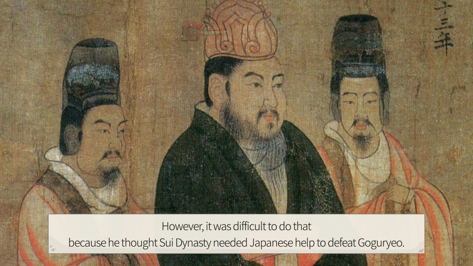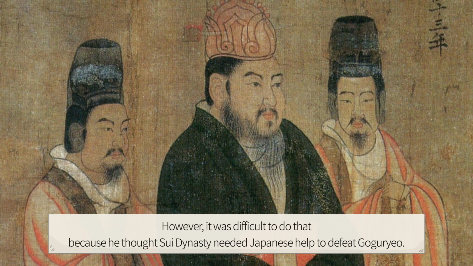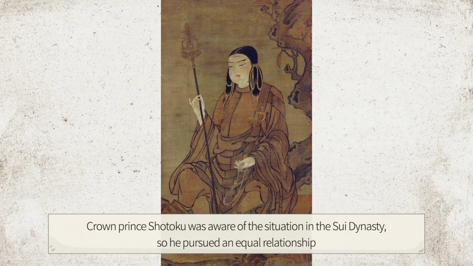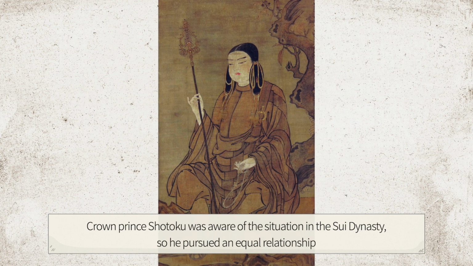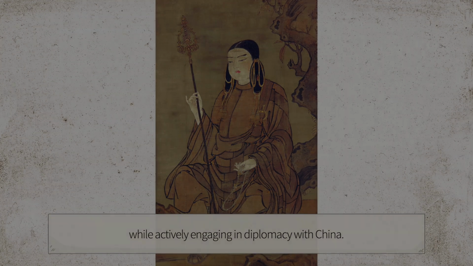However, it was difficult to do that because he thought Sui dynasty needed Japanese help to defeat Koguryo. Crown Prince Shotoku was aware of the situation in the Sui dynasty, so he pursued an equal relationship while actively engaging in diplomacy with China.